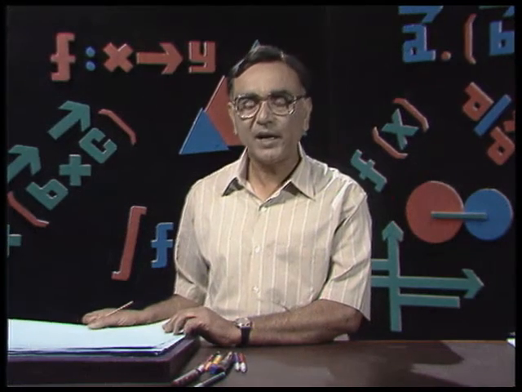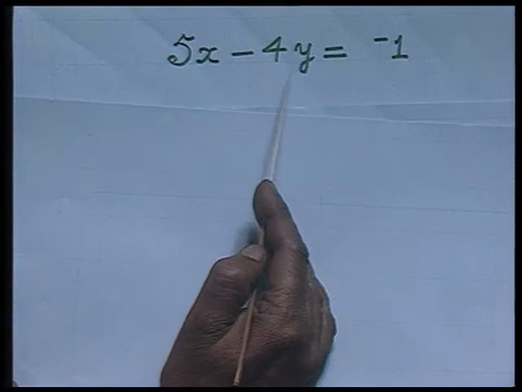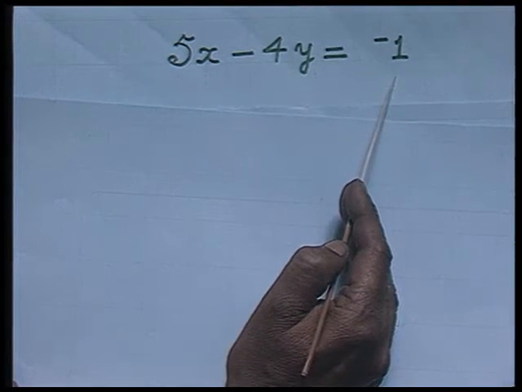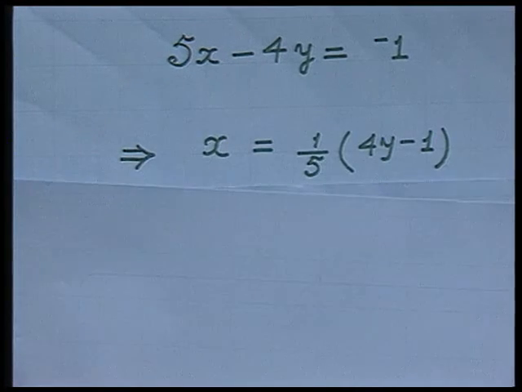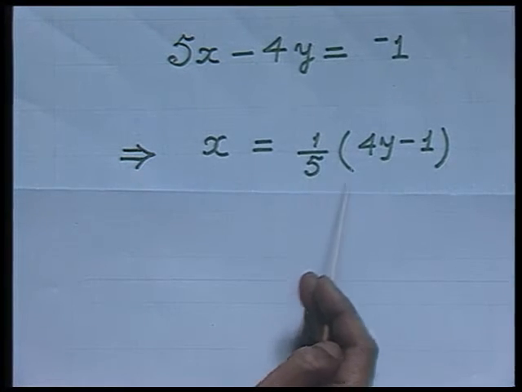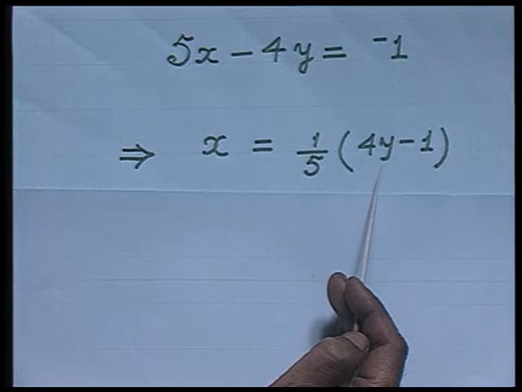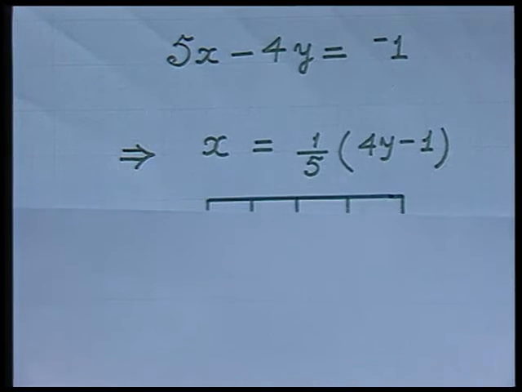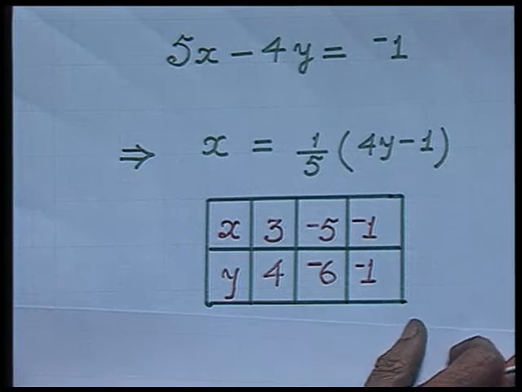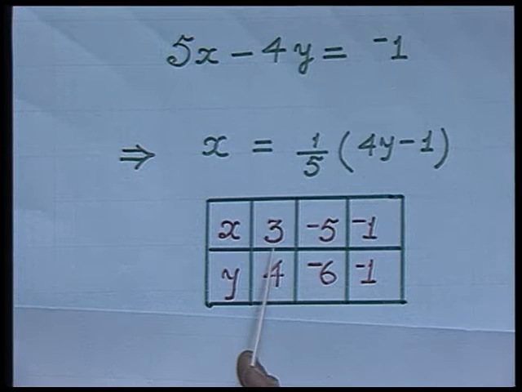So let's have a look at the equation which I had. The equation is 5x minus 4y equals minus 1. So here I am making x the subject, and I get from there x equals 1 upon 5 times 4y minus 1, and by assigning any values to y, I can get the values of x. When I assign the value of y as 4, I get the value of x as 3. So the first ordered pair we get is 3, 4.